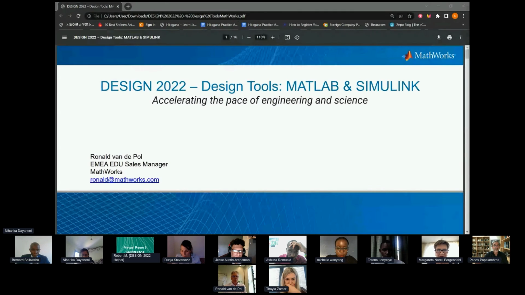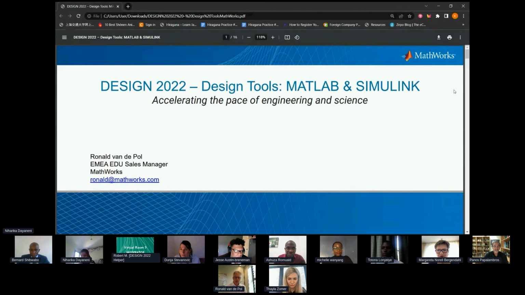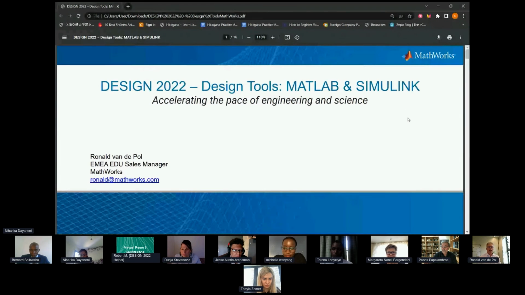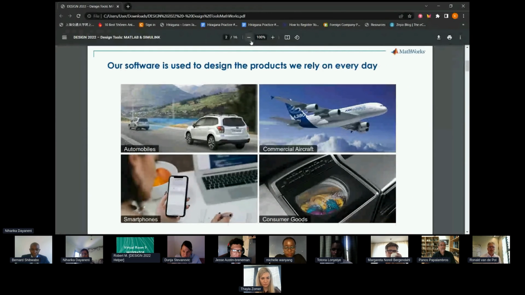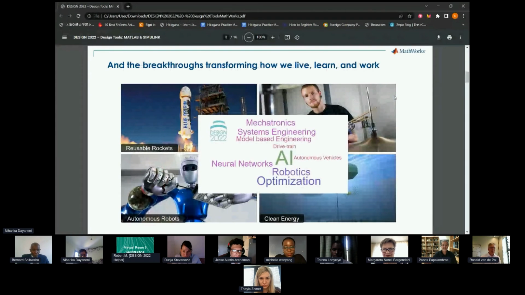Welcome. My name is Ronald van der Poel. I represent MathWorks, and I manage our team in Europe, Middle East, and Africa that works on higher education. MathWorks is a developer of mathematical computing software for engineers and scientists. Our software is used to design products we all rely on, and also for breakthroughs transforming how we live, learn, and work.